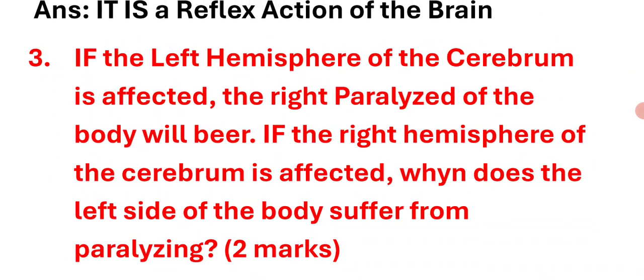Next question, 2 marks question. If the left hemisphere of the cerebrum is affected, the right side of the body will be paralyzed. If the right hemisphere of the cerebrum is affected, why does the left side of the body suffer from paralysis?